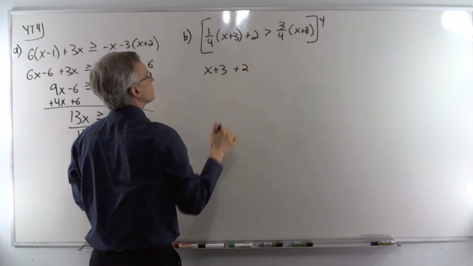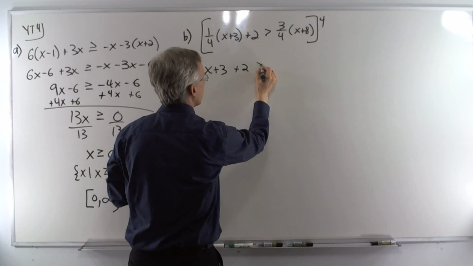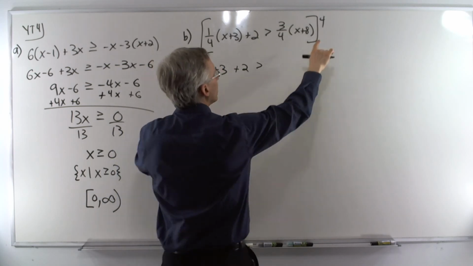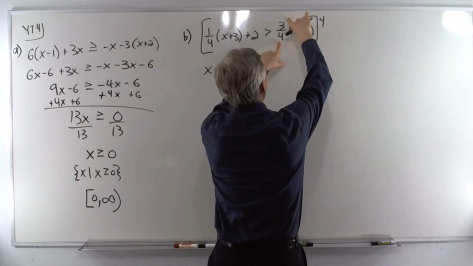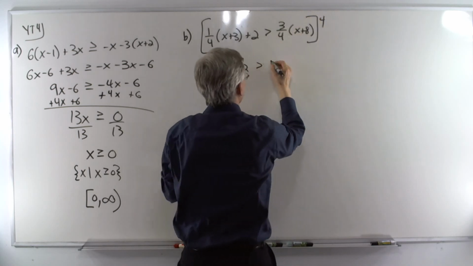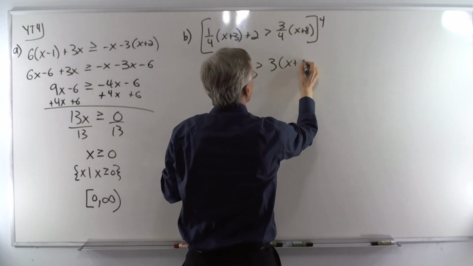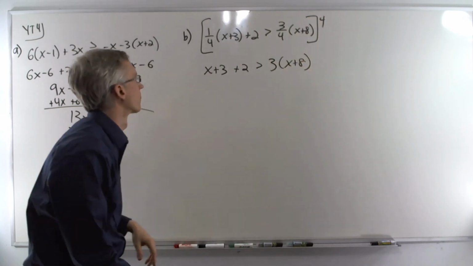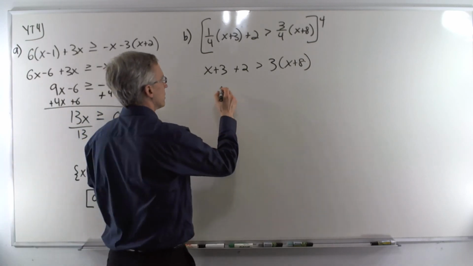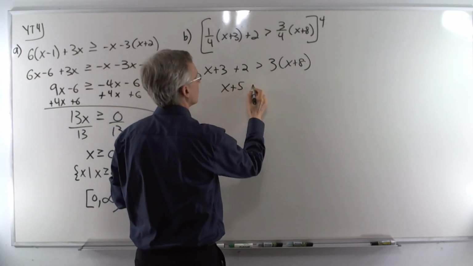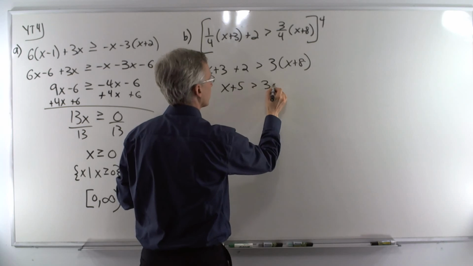and plus 2 greater than. Here, the 4's cancel, leaving the 3. So we have 3 times x plus 8. Now let's combine like terms and distribute on the right.